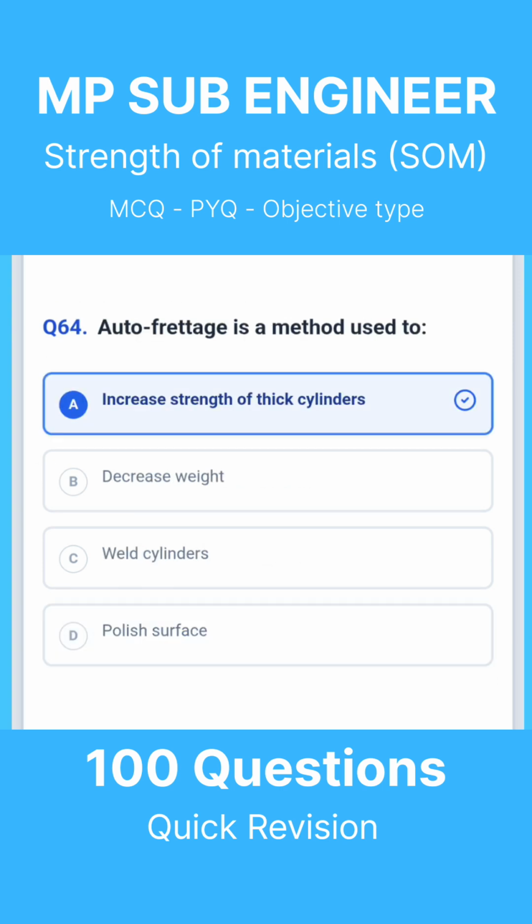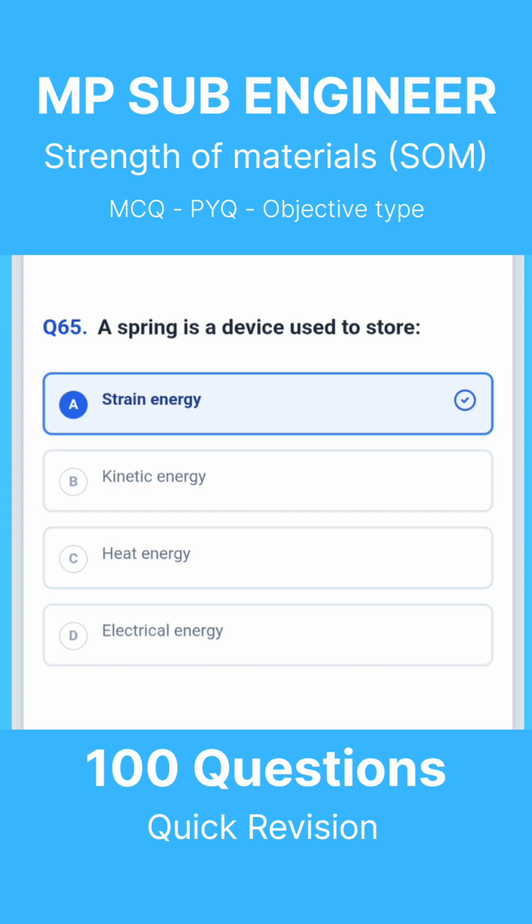Question 64. Auto-frettage is a method used to. The correct answer is increase strength of thick cylinders. Question 65. A spring is a device used to store. The correct answer is strain energy.